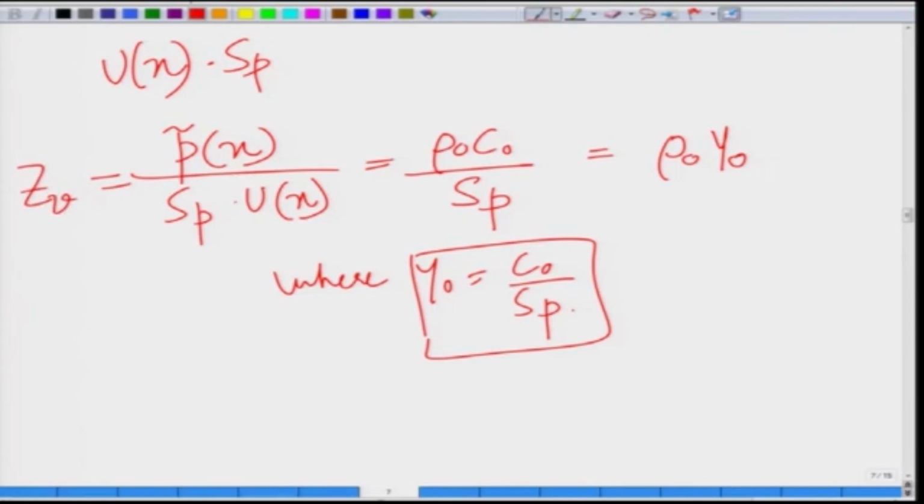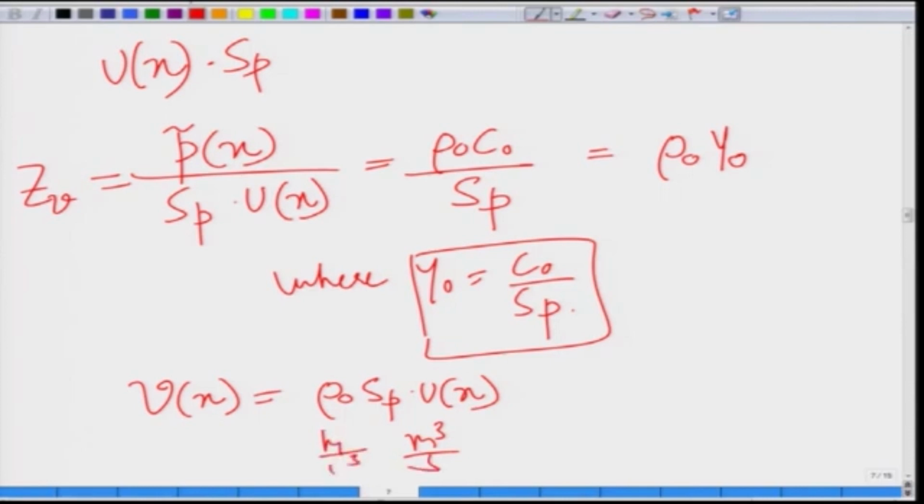volume velocity for the waves that propagate along a certain direction, and we have yet another quantity called the mass velocity. So, mass velocity is nothing but let us say V x is rho naught times S p into u x, that is volume velocity, meter cube by second, and kg by meter cube. So, what you get is kg by second.